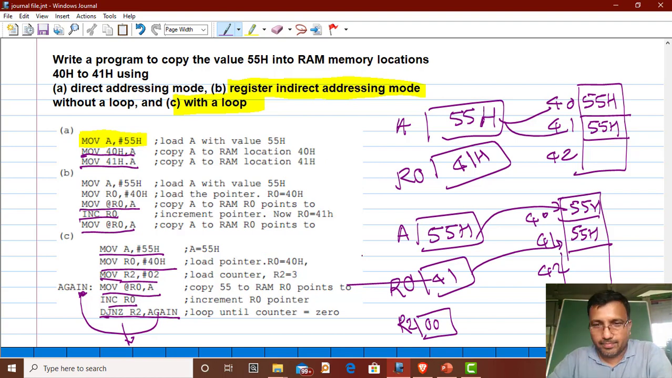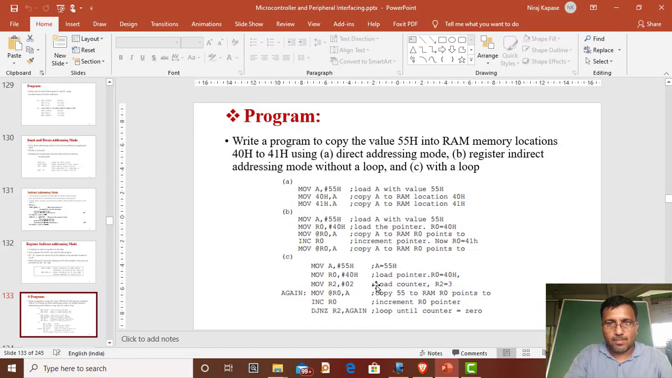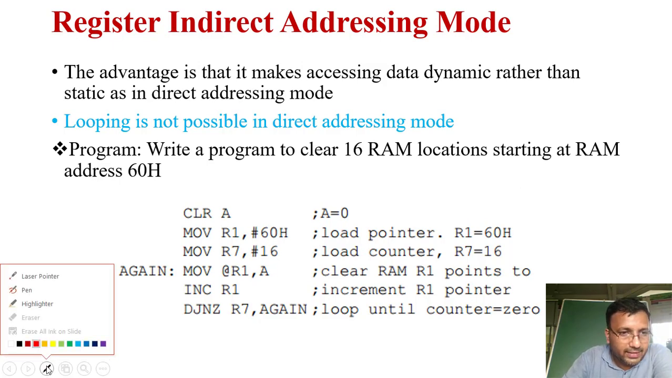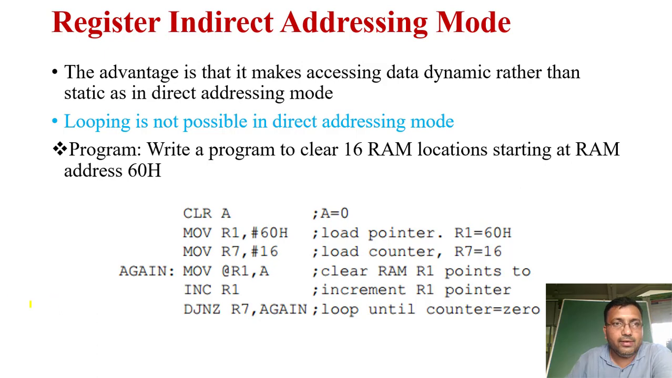All right, back to the main programming part. This is the program we already discussed. Next we'll see the register indirect addressing mode, in which we pass the indirect address of the register. The advantage of register indirect addressing mode is that it makes accessing data dynamic rather than direct addressing mode. Looping is not possible in direct addressing mode, but in register indirect addressing mode, looping is possible.